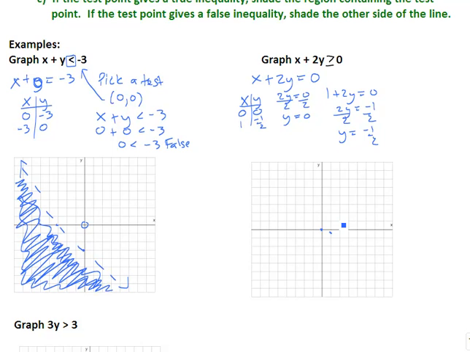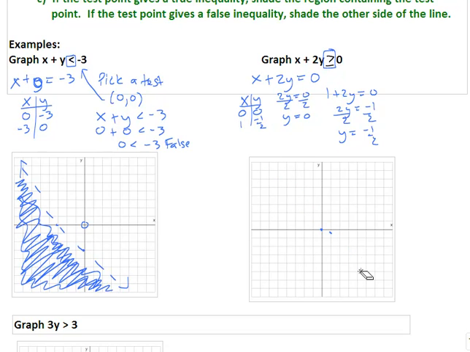And now to draw in our line, notice this inequality has an equal bar. So that means on our graph, we want to include the boundary line as part of our solution. So it needs to be a nice, solid line. And mine's a little bit crooked here, so let me try that again.